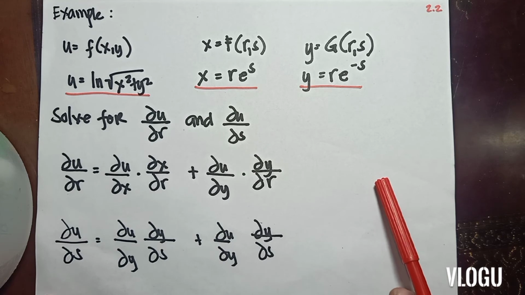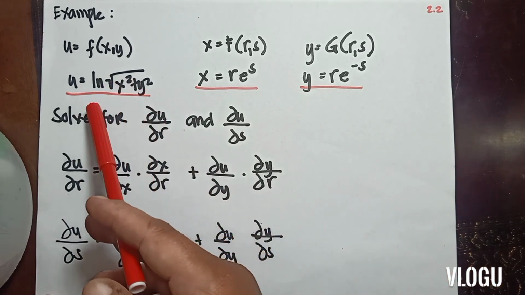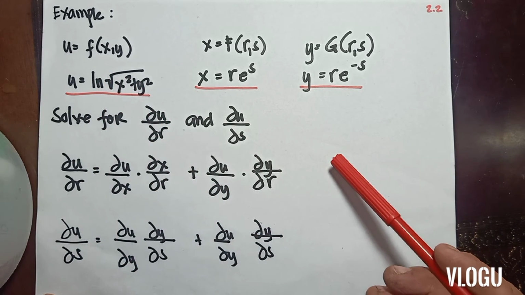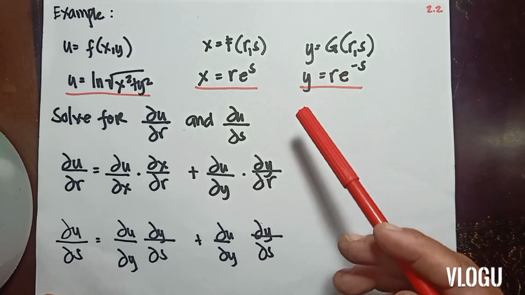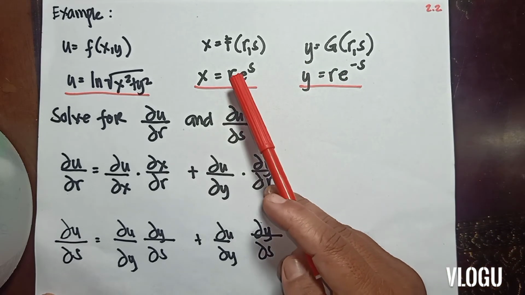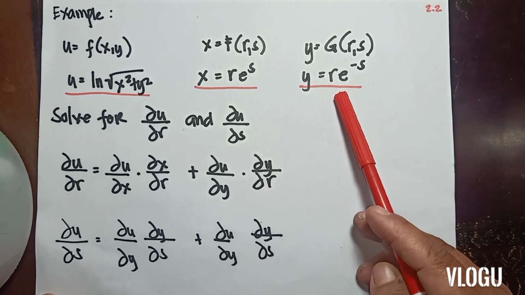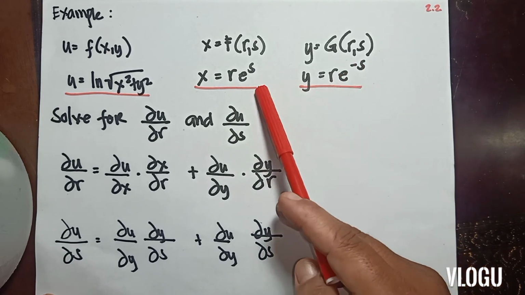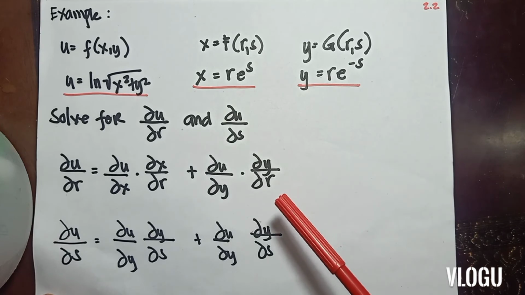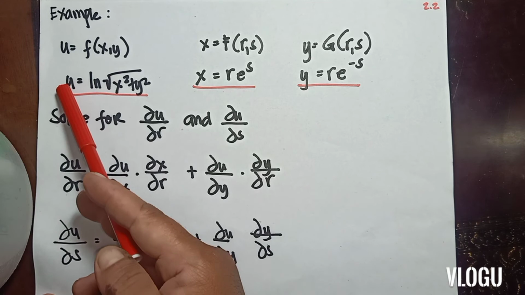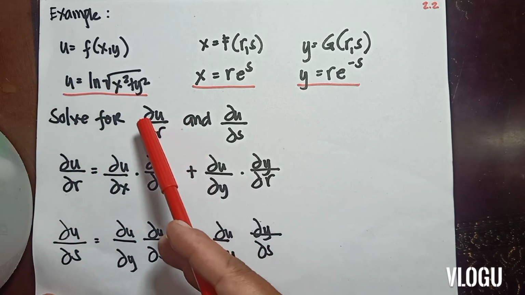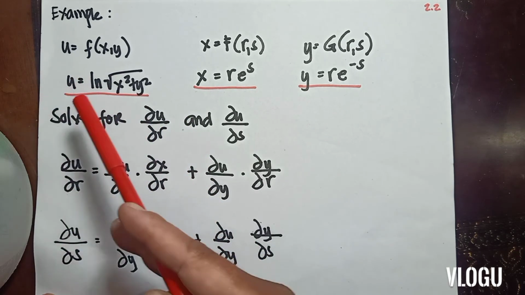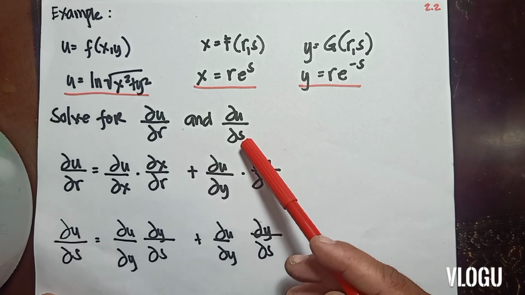So here we are going to find the partial derivatives, because we have two variables for your x and y. When you have two variables, we can find the partial derivative: the partial derivative of u with respect to r, and the partial derivative of u with respect to s.